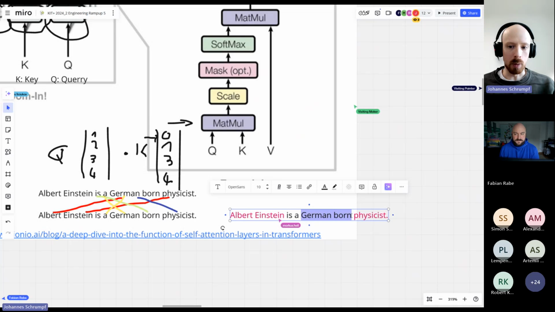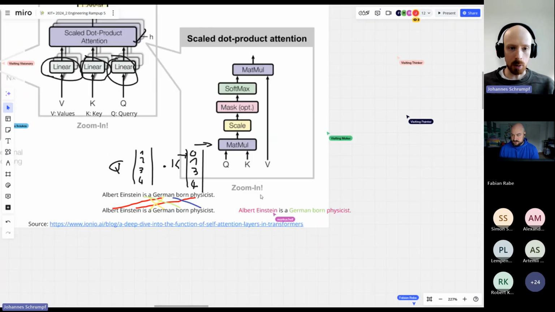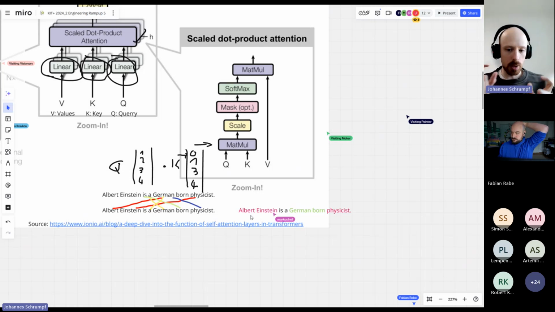But maybe German born is not that important anymore. And so basically the output then of the scaled dot product attention is basically like a filtering operation of importance of certain words within the sentence. And how do we now determine what is important and what is not important? Well, this is dependent on our training objective, right?